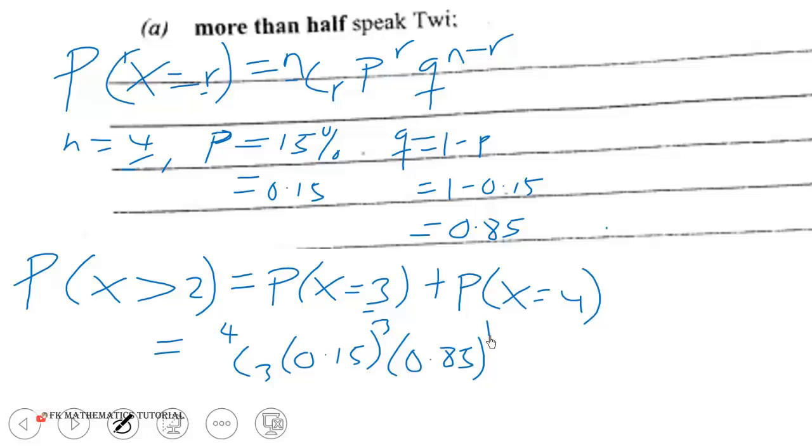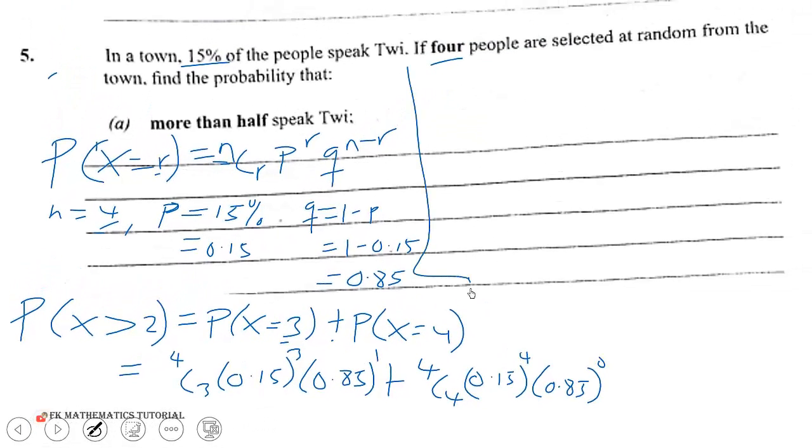Then we come to this part. So we add it to X equal 4. So we have n, which is 4 combination 4. Then we get p, which is 0.15 exponent 4. Then we get 0.85 exponent 0. So let's simplify this.